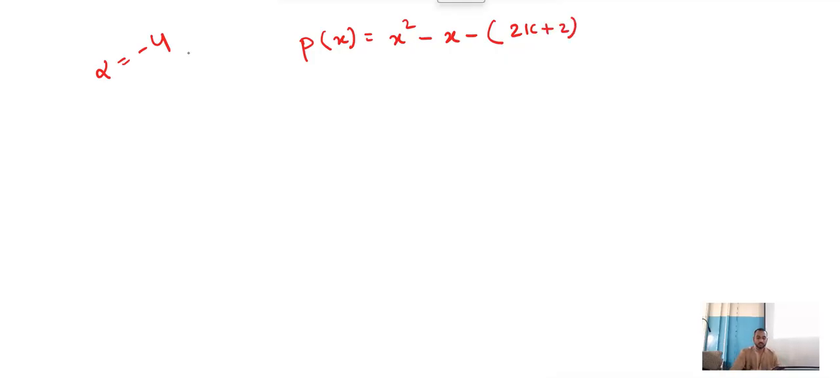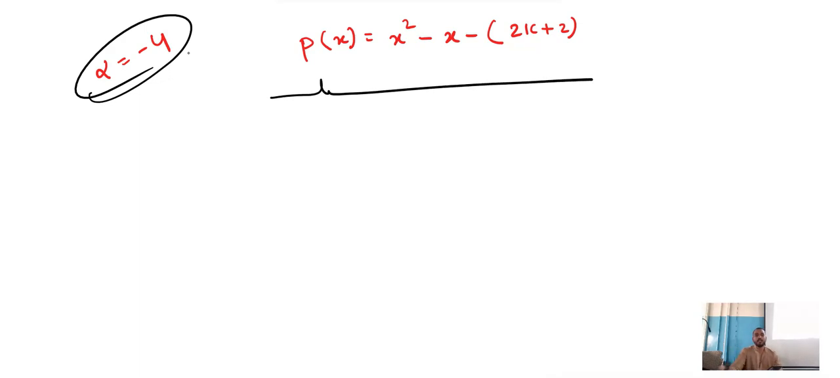See children, now they have given one zero, that means alpha. We have two zeros, right? Same sentence: let alpha and beta be the zeros of the given polynomial. They have given one zero value. One zero means alpha. Alpha value is minus 4. And now what are they asking us to find? They are asking us to find the value of k, unknown. See, whenever you get unknown, what should you do?